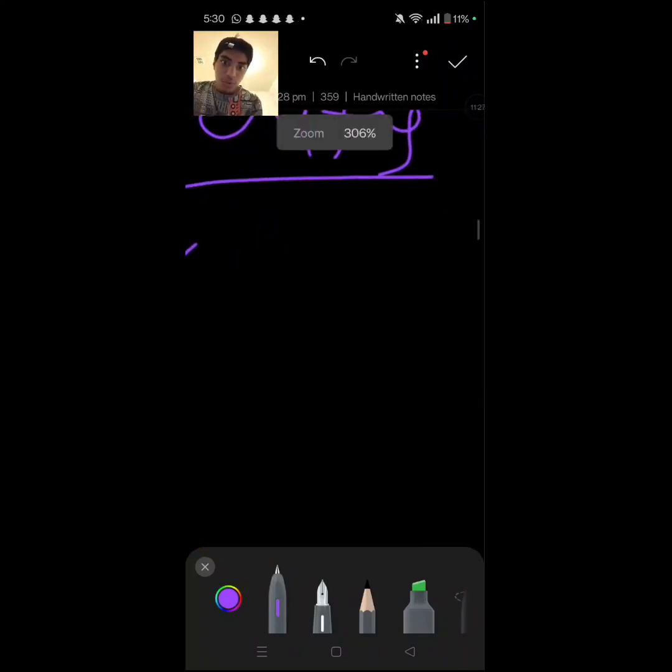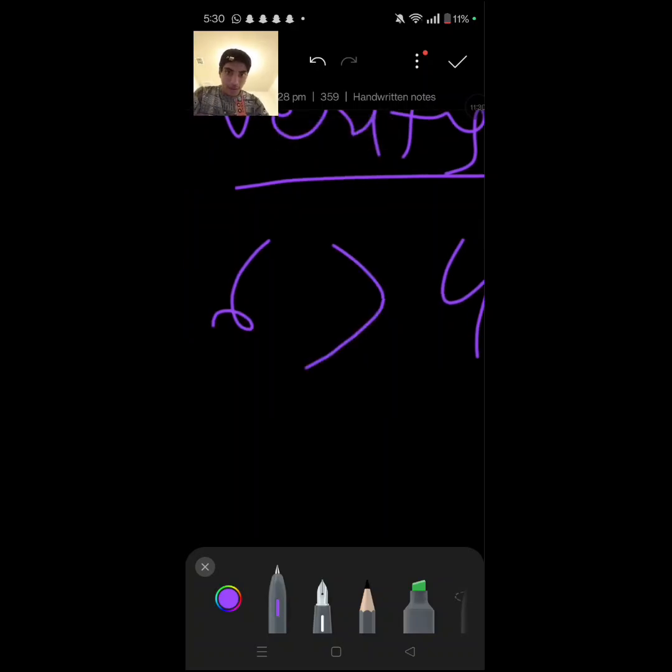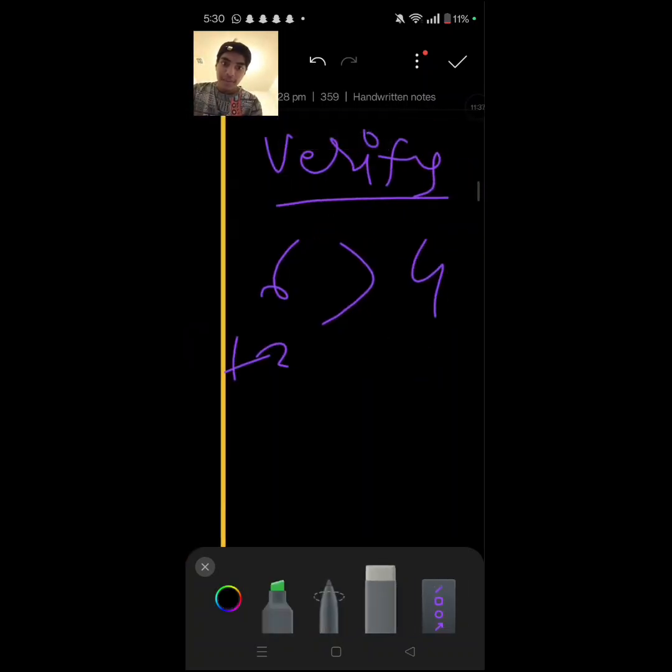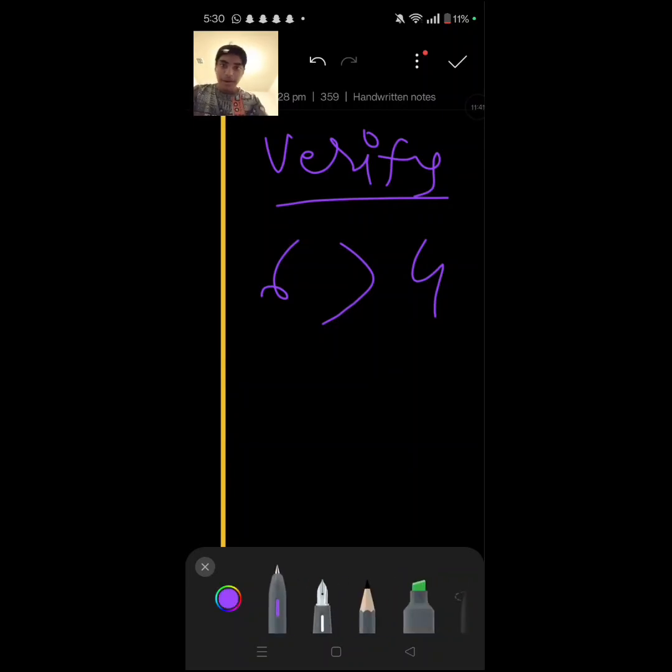So let's say you have 2 known quantities, 6 and 4. 6 is obviously greater than 4. This becomes our inequality, right? So now let's say you're adding 2 to this. You're adding 2 to this also. 6 plus 2 is 8. 4 plus 2 is 6. 8 is still greater than 6. Similarly, minus both sides by 3. 6 minus 3 is what? 3. 4 minus 3 is 1. 3 is greater than 1.